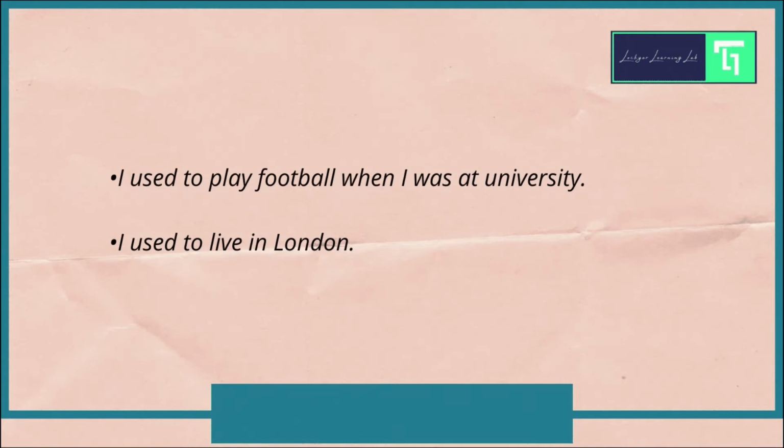Now, can you see that one of them is an action in the past and the other is a state in the past? So I used to play football is the habit, all right, and I used to live in London is a state. So we can use this structure for habits and states in the past, but in both of these situations the state and the habit are not happening now. So for example, I used to play football when I was at university, but now maybe you play volleyball, all right, so you don't play football anymore. And I used to live in London, and so maybe now you live in Madrid. Okay, so that situation, that state has changed.